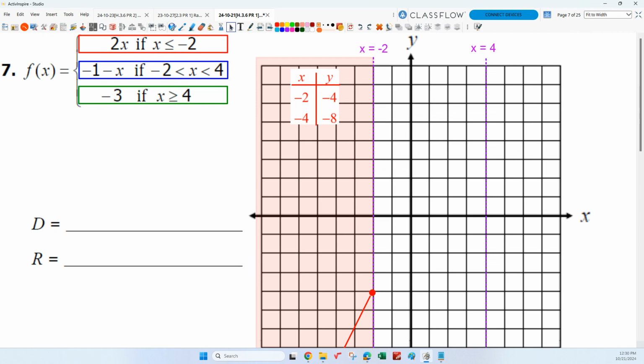Okay, what's next? We did the red part, so now what's next? Blue part, yeah. The blue part is going to exist between -2 and 4. So that's going to be our blue domain. That's the blue region where we're going to graph the blue piece of the piecewise function. Okay, that blue piece. What's the blue piece? Well, it's the line y equals -1 minus x.